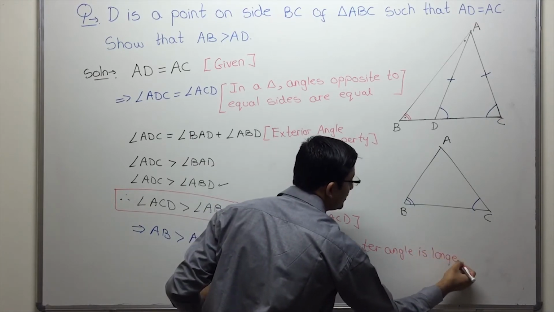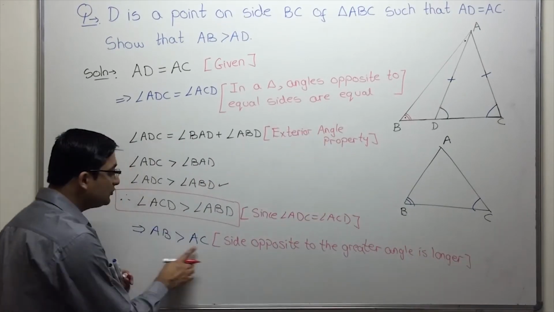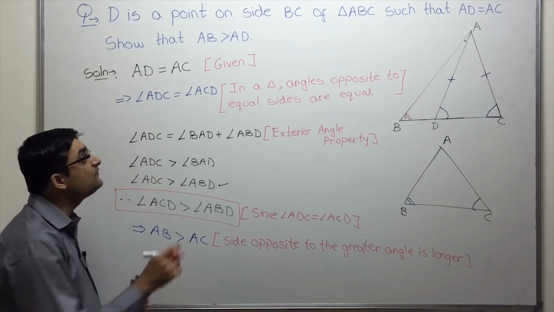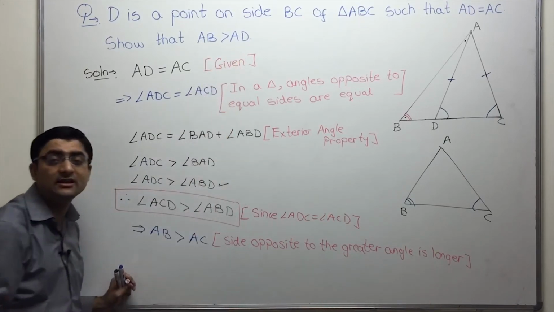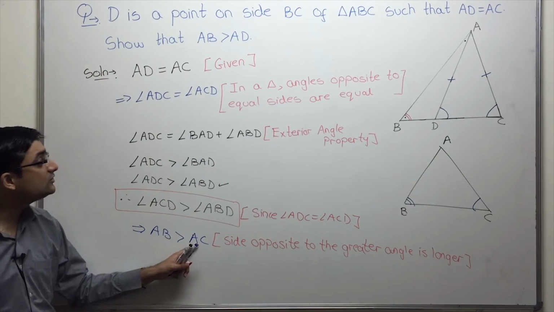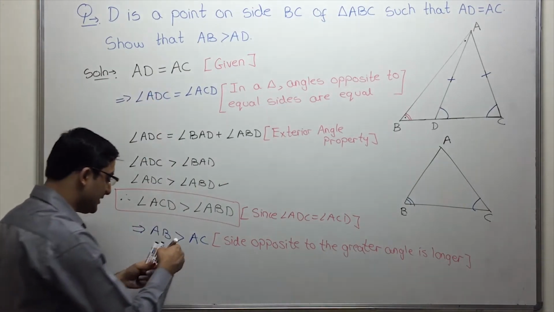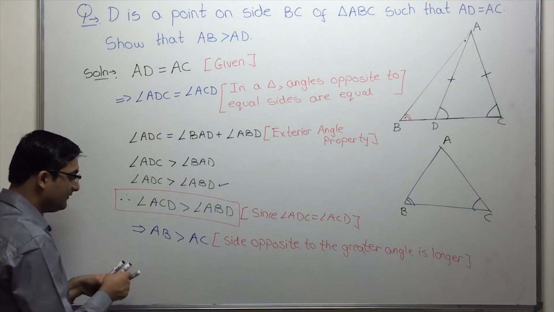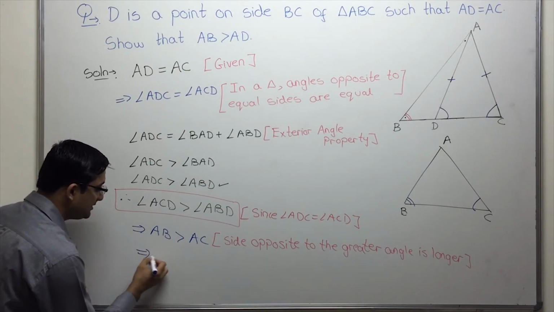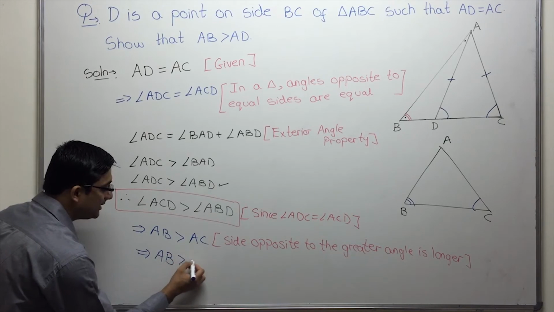So side opposite to the greater angle is longer. So we have shown AB is greater than AC. Now what do we have to show? We have to show AB greater than AD. So how do we get there? We know that AC is equal to AD. So I can replace AC with AD over here. So therefore, this implies AB is greater than AD.